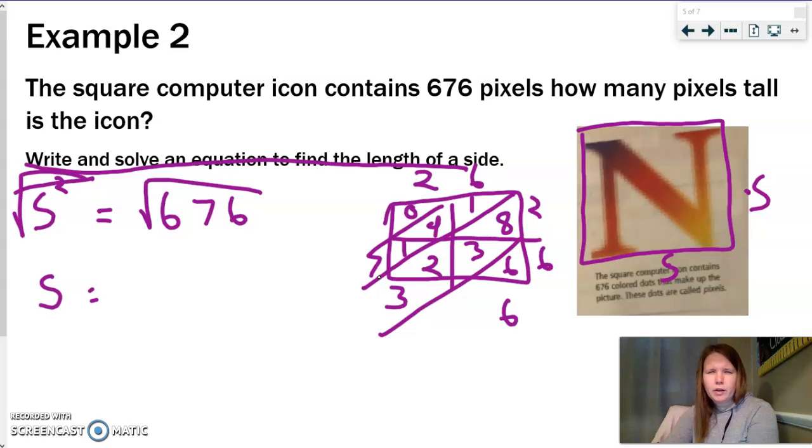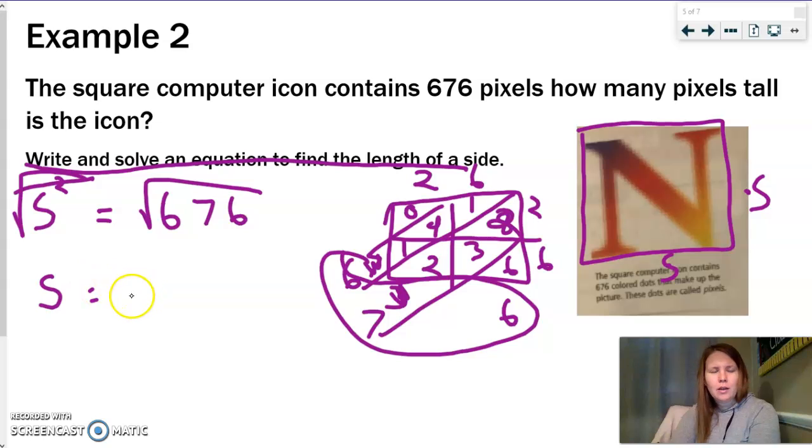That doesn't seem right. I didn't do this right. 12. There we go. I was like, that doesn't seem right. All right, so yep, 26 would work because I did get this 676, because 26 times 26. So my s would be 26. So that means each side would be 26 pixels.